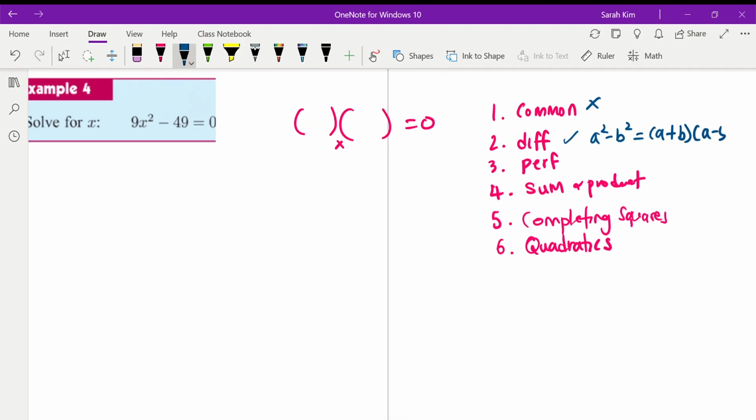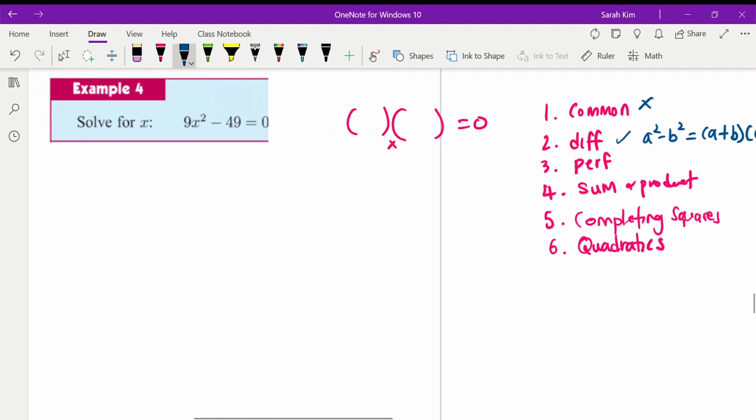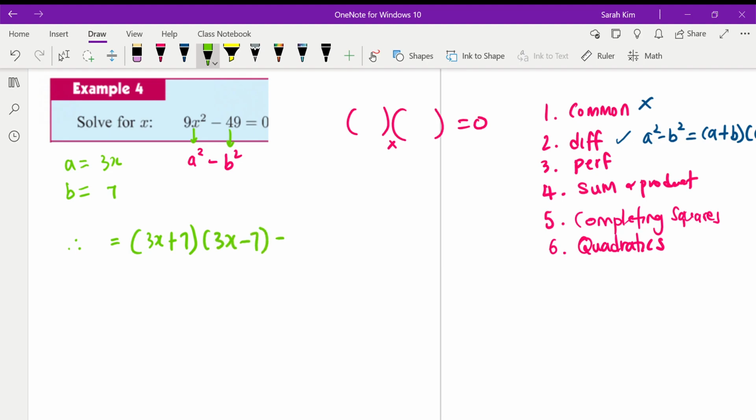And I reckon we could for this one, because 9x squared we can square root, and 49 we can square root. So if I line it up with my a squared take b squared, hopefully you can find what your a is and what your b is. What happens if I square root 9x squared? I get 3x. What happens if I square root 49? I get 7. So, therefore, my factorized answer is 3x plus 7, 3x minus 7, and we always like to write equals 0, and then these are your brackets A and B.